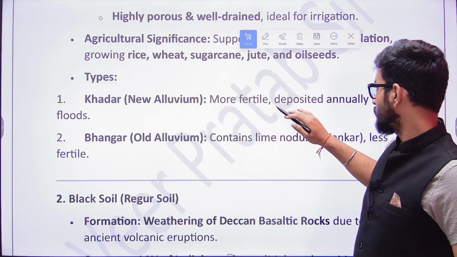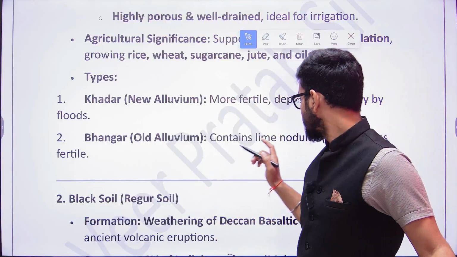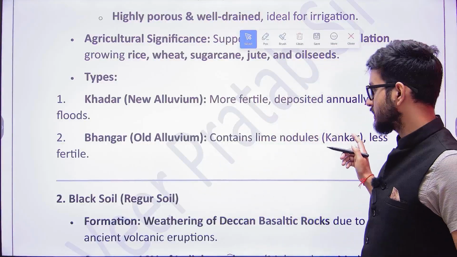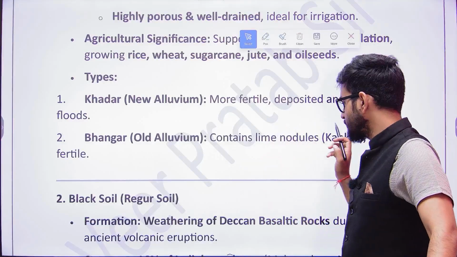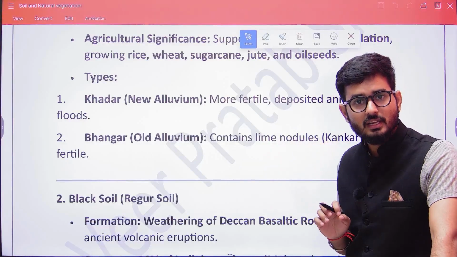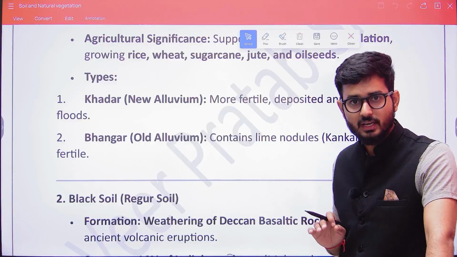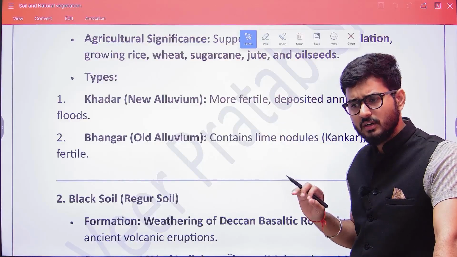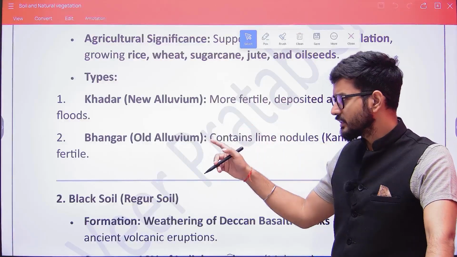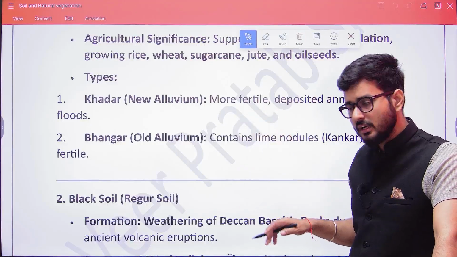So khadar is the more fertile and it is deposited annually by the floods. Bhangar contains lime nodules, that is kankars, and is less fertile. Both of these soils have the aspect of kankars, that is lime nodules, the limestone aspect. Both of them have kankar nodules, but the bhangar soils have more kankar nodules compared to the khadar.